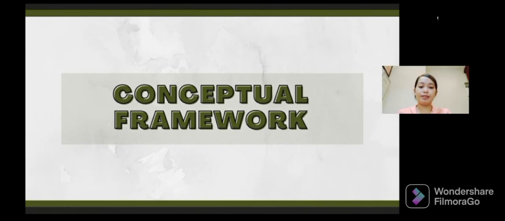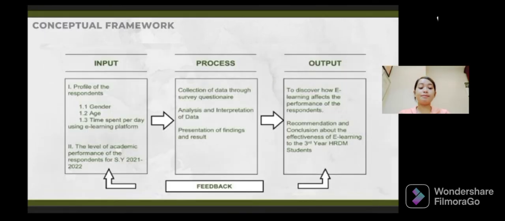Conceptual framework. Figure 1 represents the conceptual framework of the study. It utilizes the IPO, or the input, process, and output of the study. It outlines how basic elements are connected and describes the intervening process. At the same time, it may be read as a guide to the rest of the study.